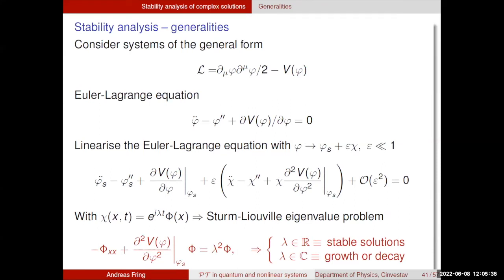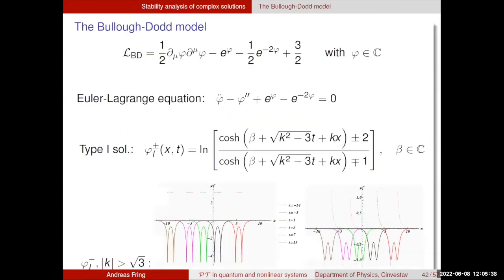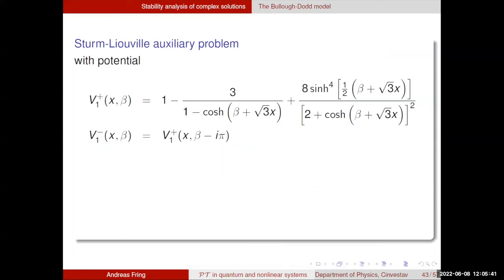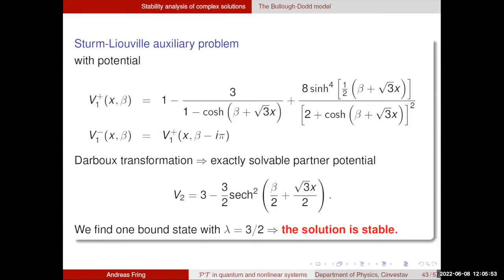And what we find is this potential, which doesn't look nice, yeah? But I showed you before in a completely different context these Darboux transformations. And it turns out that when you Darboux transform this potential, you get the partner potential, which is very well known. It's the sec squared potential.